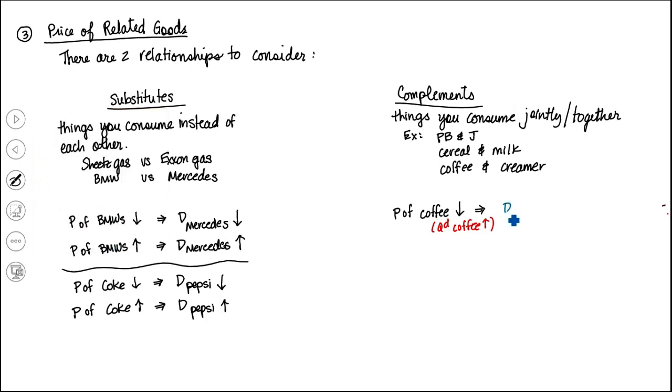Good. So the demand for creamer is going to do what here, guys? What's going to happen to the demand for creamer? Go up or down? Up. Good. All right. So do you see how relying on the law of demand is very helpful? It will help me remember what's going on here.